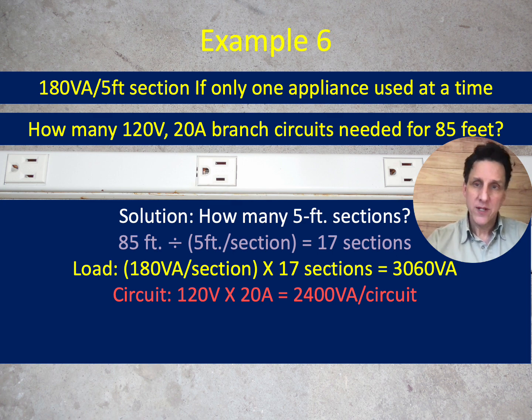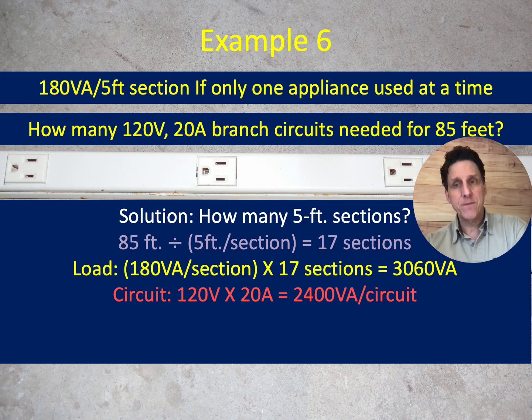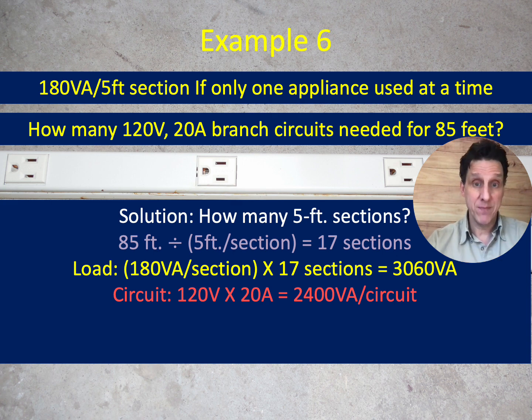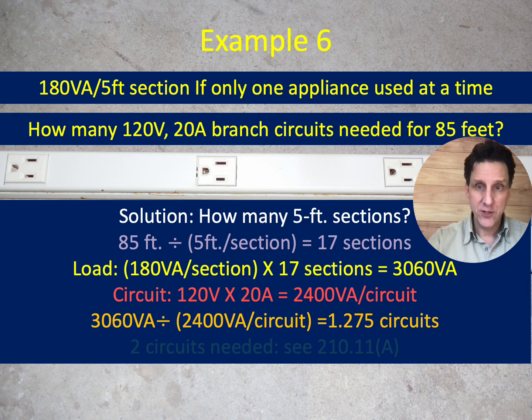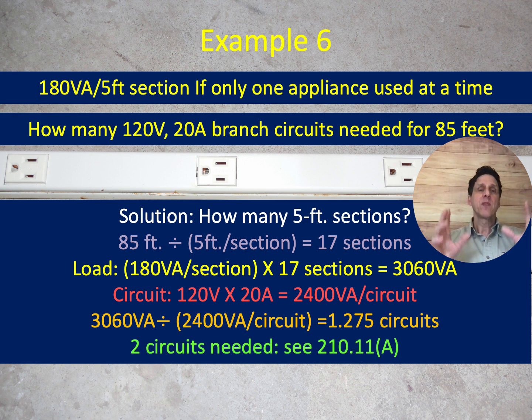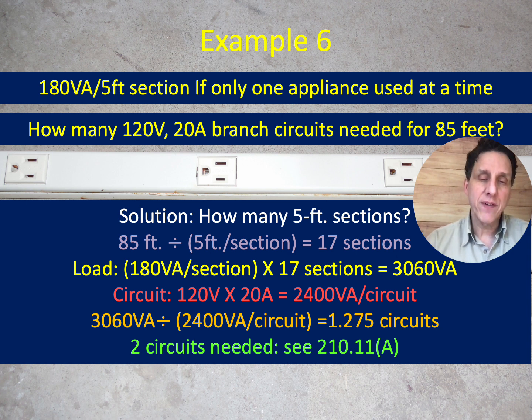So take the load, divide by the volt amps per circuit, and that'll tell you how many circuits you need at a minimum. So the load is 3,060 volt amps divided by 2,400 volt amps per circuit, 1.275 circuits. Now we're going to have to round up because there's no such thing as 0.275 of a circuit breaker, right? It's either a whole circuit breaker or it's nothing. So we can't have just one circuit breaker. We need two. 2 circuits are needed, and that is per 210.11(A).